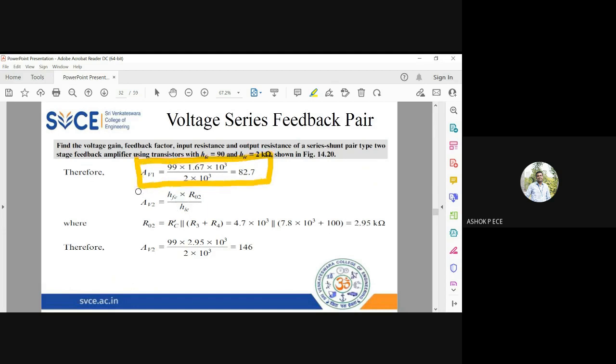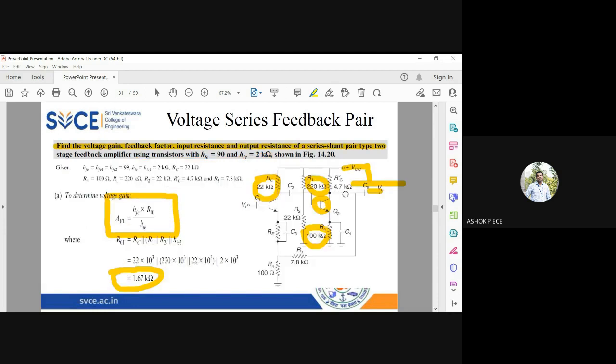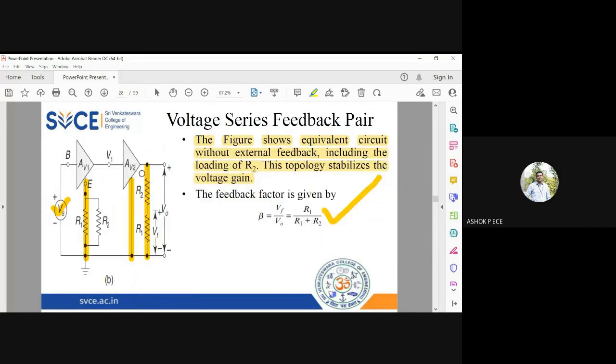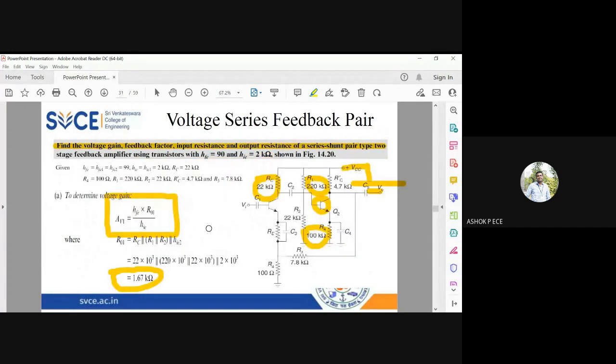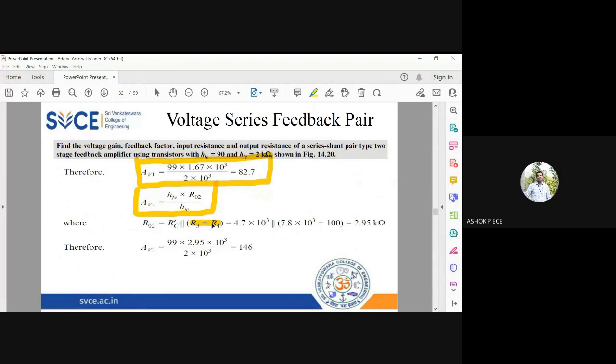Second amplifier, the same formula, AV2 equal to HFE into R02 by HIE. What is R02? The output resistance of your second transistor. In the output side, you see you have RC dash, and R1, R2 in series. So here R1, R2 are in series. So R3, R4 they have used. So RC dash parallel to R3 plus R4. RC dash is 4.7K. R3 plus R4, substitute the values, you get 2.95K.